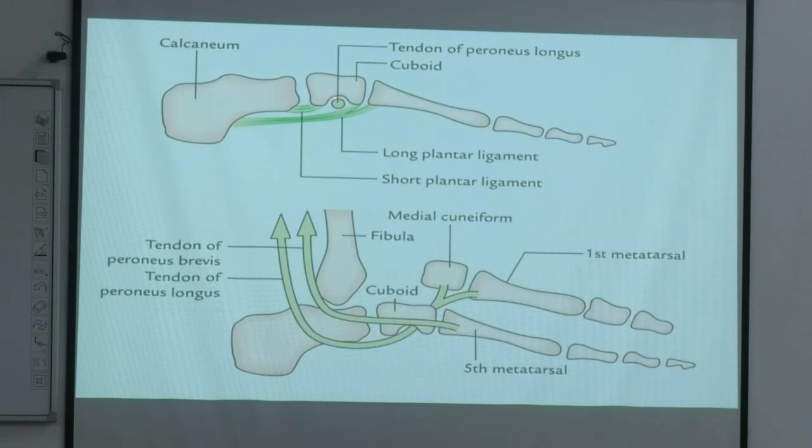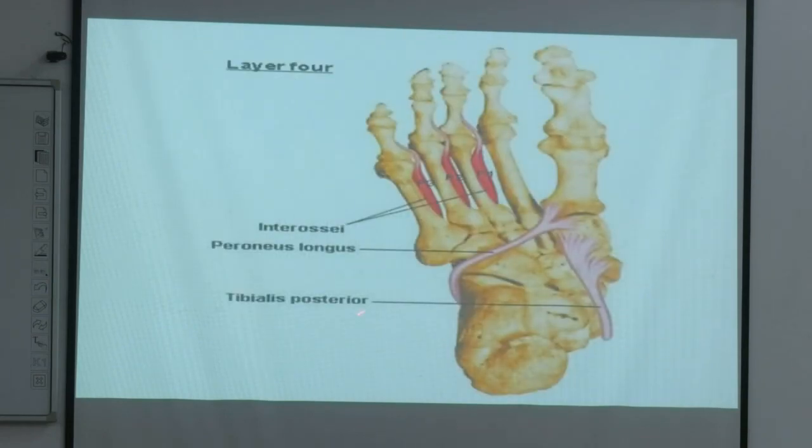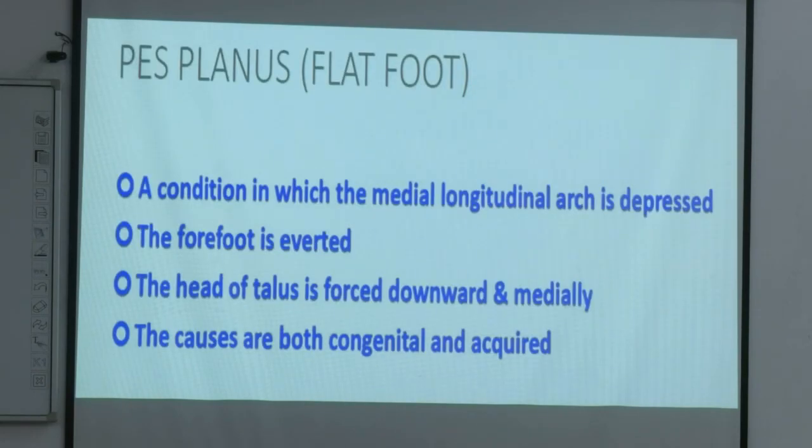And here this is a section of the peroneus longus, and these are the ligaments, staples. These are acting as staples: short plantar ligament, long plantar ligament. Next, fourth layer: tendon of peroneus longus, tibialis posterior. These are the palmar interosseous, plantar interosseous.